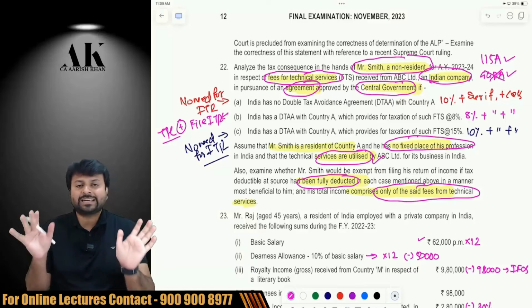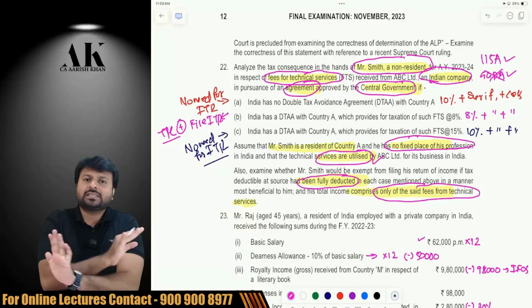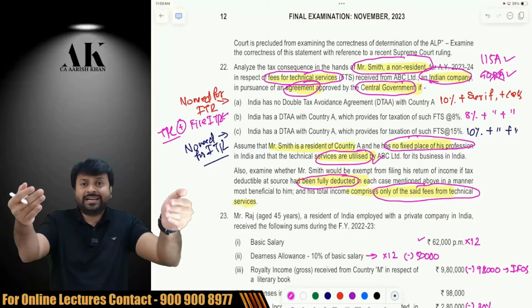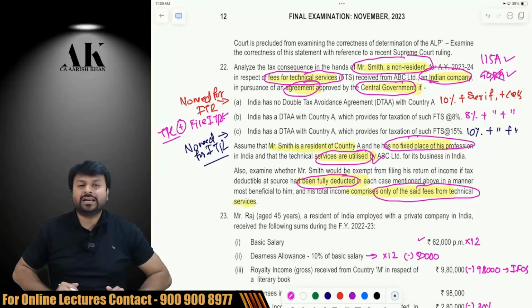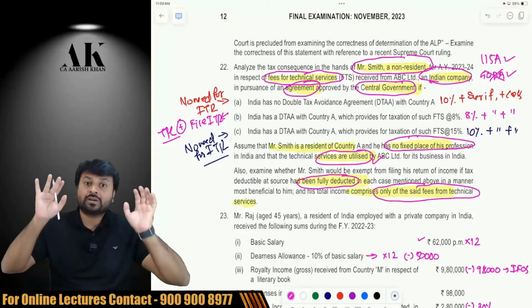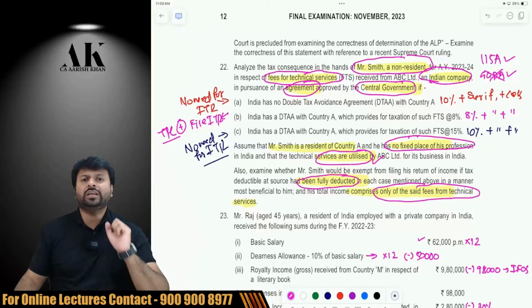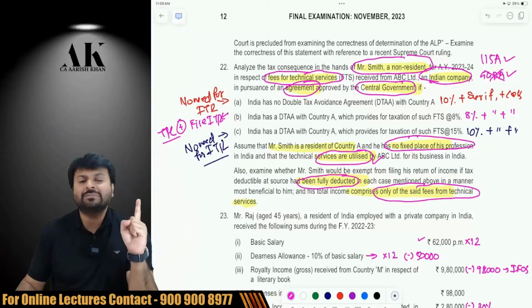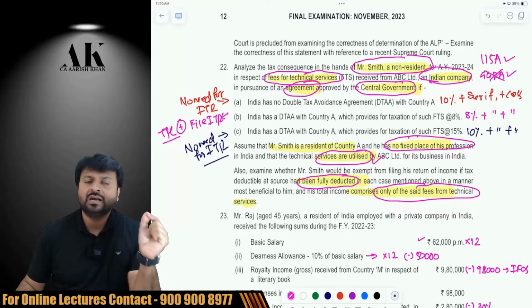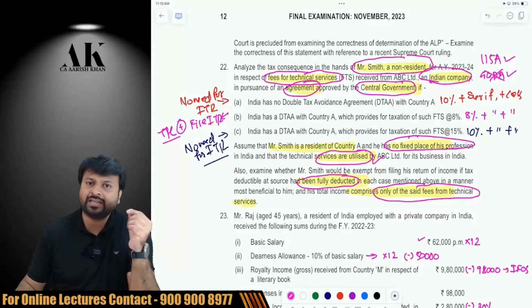If the tax is deducted at 10% as per 115A, the assessee is not required to file ITR. But if the tax is deducted at lower than 10%, that is as per DTAA, then the assessee is required to file return even if the TDS is deducted and even if the assessee only earns this income. So if the assessee wants exemption from filing of ROI, the assessee should pay the tax as per 115A rate, not as per DTAA rate. If it is taxed as per DTAA rate, they have to file the ITR.